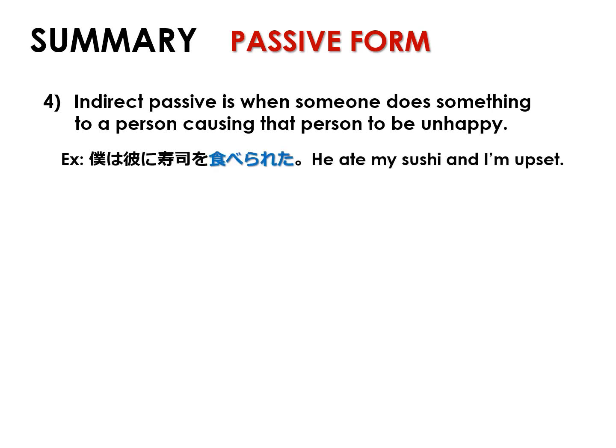Example, 僕は彼に寿司を食べられた. Taberu, a transitive verb, is conjugated into the passive. And the sentence means, he ate my sushi and now I'm upset. Another example, this time using an intransitive verb, is 昨日雨に降られた. I got rained on yesterday.